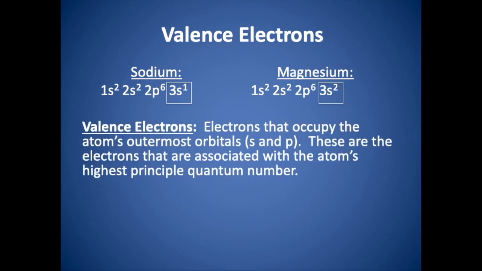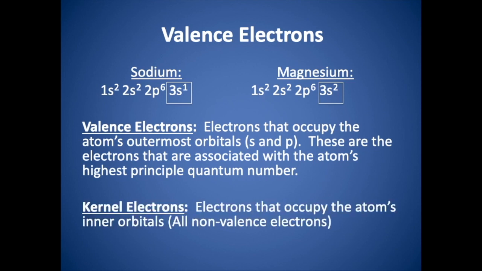So valence electrons are electrons that occupy the atom's outermost orbitals, which are always going to be s and p. You're never going to get a d that's the outermost because those always fill in 1 below, or an f because those always fill in 2 below. These are the electrons associated with the atom's highest principal quantum number, their highest energy level, everything in that high energy level. All the other electrons are called kernel electrons. Kernel electrons are ones that occupy the inner orbitals. They're basically all the non-valence ones.